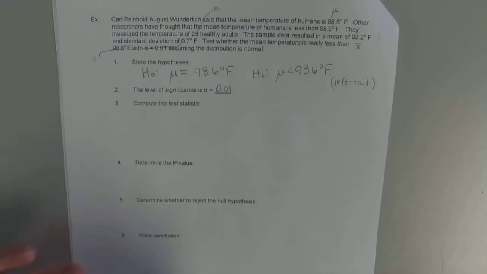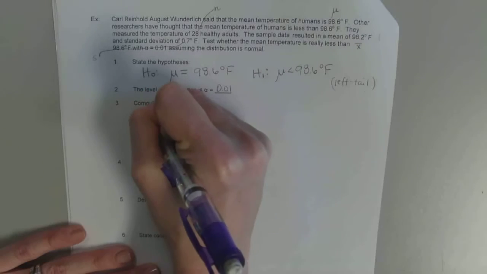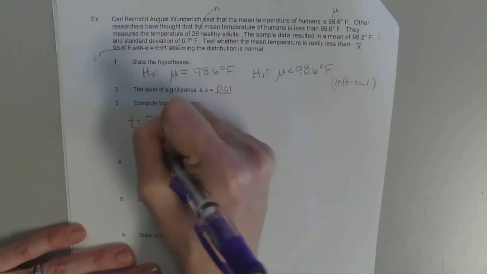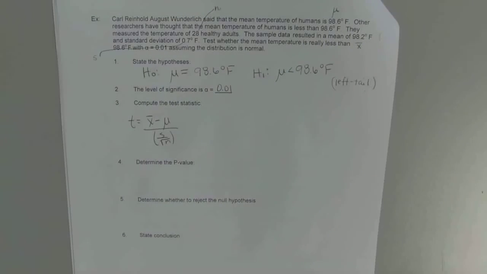I'm just pulling this from the bottom of page 7. It's T equals X bar minus mu all over S over root N. So it's just like 8.1 or 8.2. It's 8.1, I think, but instead of sigma, we use S. All right? So we've labeled everything, so we should be able to fill in our numbers.